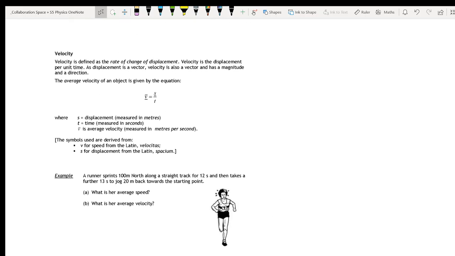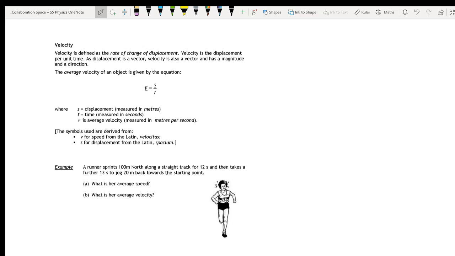Velocity is the vector version of speed. Speed is a scalar. Velocity is the rate of change of displacement. So when you're measuring speed, you're using the distance to find speed. When you're finding velocity, you use the displacement. So velocity is defined as the rate of change of displacement, and it's the displacement per unit time. As displacement is a vector, velocity is also a vector and has a magnitude and a direction.